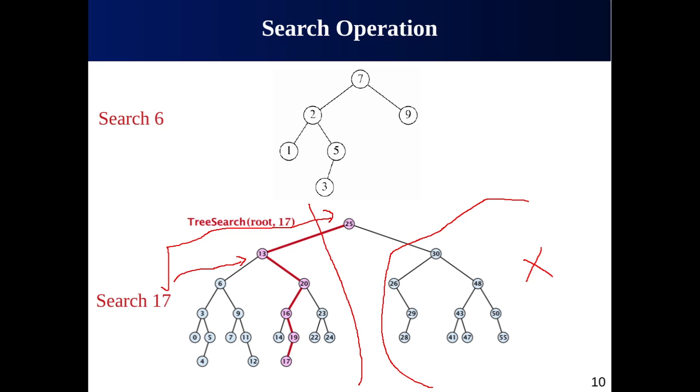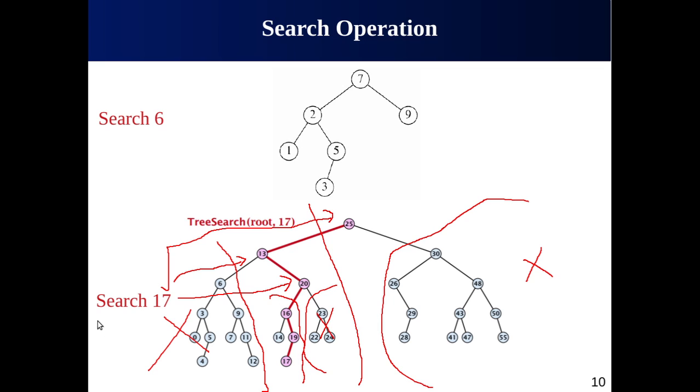Is 17 equal to 13? No, it's not equal. Check whether it is less than 13 or greater than 13. So 17 is greater than 13, which means there is no need to search the item here as well. Next, you have to compare 17 with the parent node 20. Is it equal? No. Is it less than? Yes. So it means there is no need to search on this right hand side. The item is somewhere here if it is present in the tree.